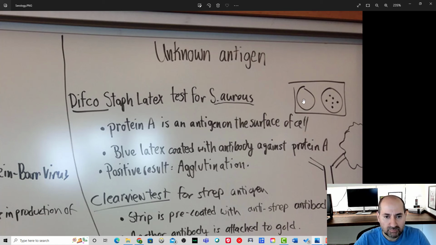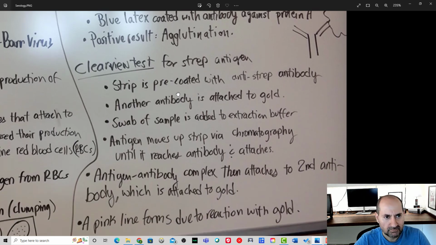So to do that, we have blue latex beads this time, blue latex beads coated with antibody against protein A. So if our sample has Staphylococcus aureus with protein A, this will cause the agglutination. You're going to get these foci of blue clumps for a positive result. And a negative result, you're not going to get these foci.